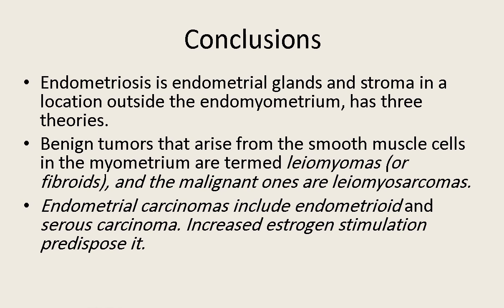In conclusion, endometriosis, which we discussed in this recording, is endometrial glands and stroma in a location outside the endometrium, and it has three theories: regurgitation theory, metaplastic theory, and a dissemination or neoplastic theory. Benign tumors that arise from the smooth muscle cells in the myometrium are termed leiomyomas, often fibroids, and the malignant ones are leiomyosarcomas. Endometrial carcinomas include endometrioid, which is common in the perimenopausal period due to excess estrogen, and serous carcinoma, which is in postmenopausal women. Increased estrogen stimulation predisposes to it.